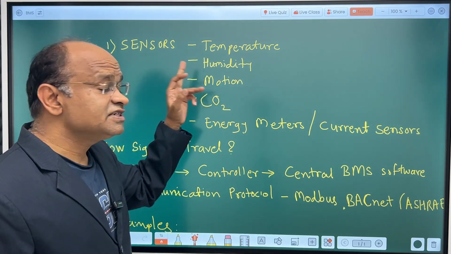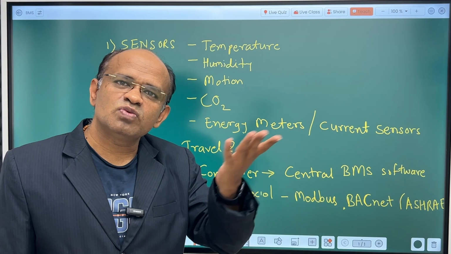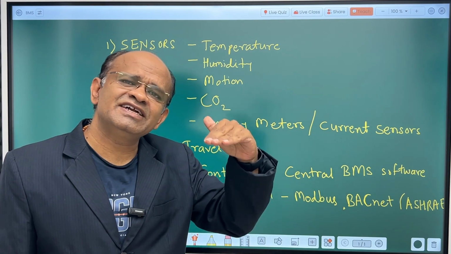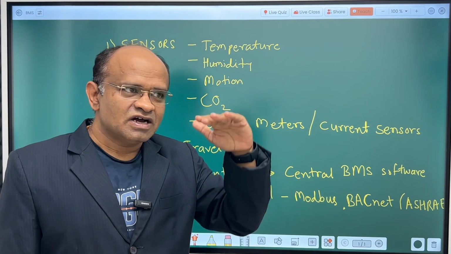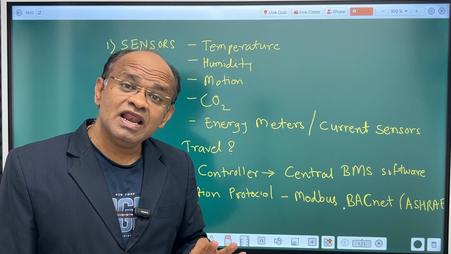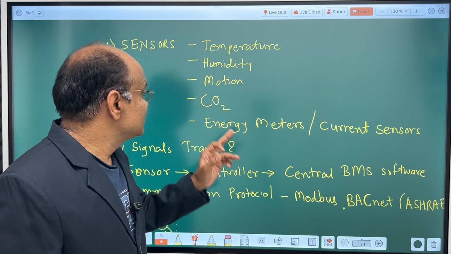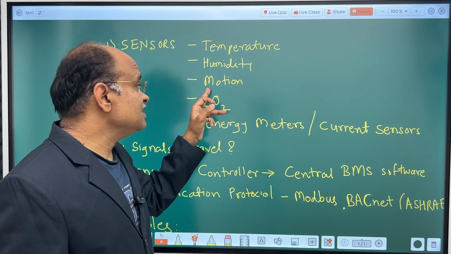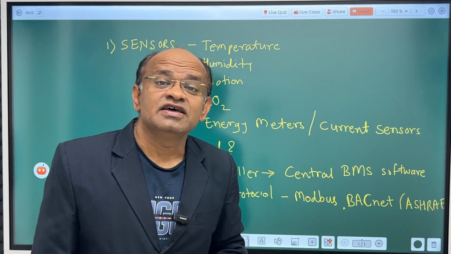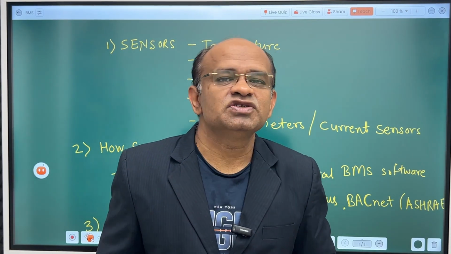Next is humidity. Of course, humidity is important for server rooms or data centers. If humidity goes higher beyond a certain extent, it will burn the equipment, so humidity is a very important factor. Then motion sensors. When there is no one in the building, the lights and air conditioning should be switched off.